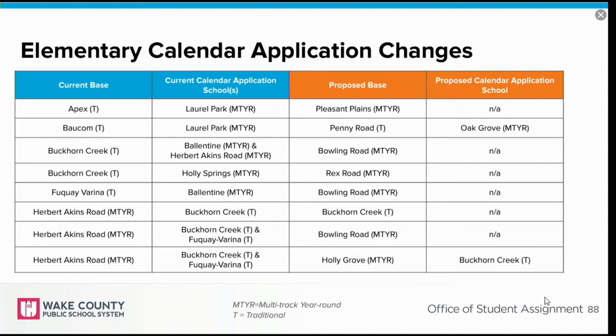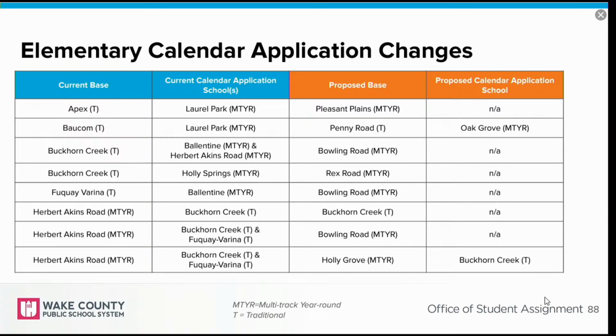So when we start at slide 88 and look at these elementary calendar application changes, how you would read it, we'll start at the top row. Apex Elementary operates on a traditional calendar. There's a portion of that base attendance area that's being proposed to be reassigned to Pleasant Plains multi-track year-round in that orange column. Well, currently it has a multi-track year-round application option of Laurel Park with transportation, but with that proposal to become assigned to a multi-track year-round elementary school, it would no longer need that option. And so this is just to align that and to let you know that we would ultimately drop the multi-track year-round option of Laurel Park because they'd be base assigned to a multi-track year-round elementary school if you were to move forward with the recommendations that we proposed originally.